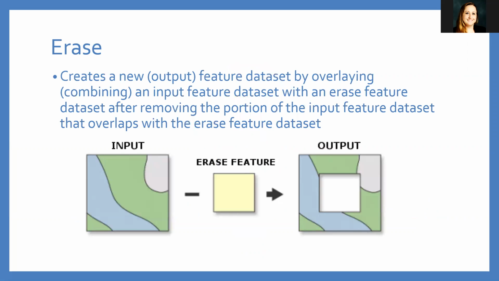The erase tool is exactly what it sounds like. Like the clip tool, it functions like a cookie cutter, but instead of using the portion you cut out, you are using the leftovers. It creates a new output dataset by overlaying the input features with the polygons of the erase features. The areas where the two layers overlap are removed, leaving only the part where the input layer that was not a part of the erase feature layer is located.